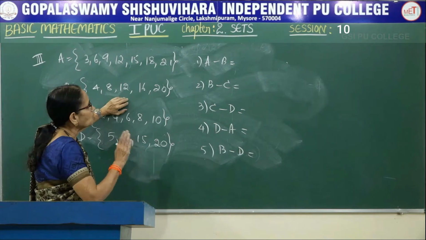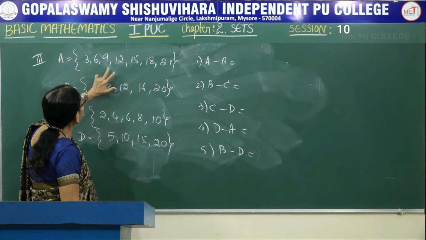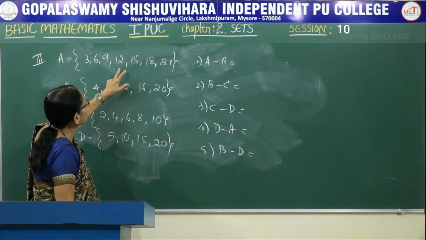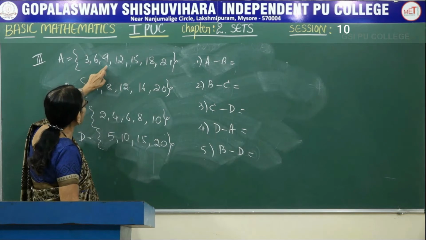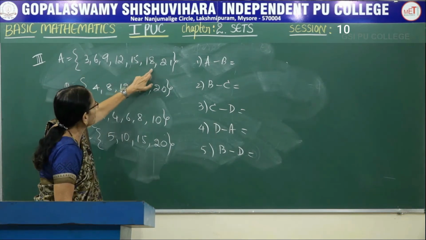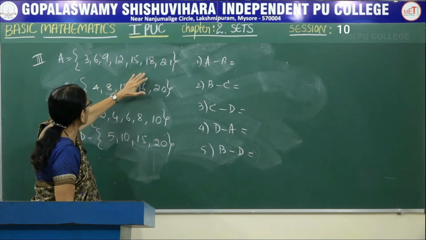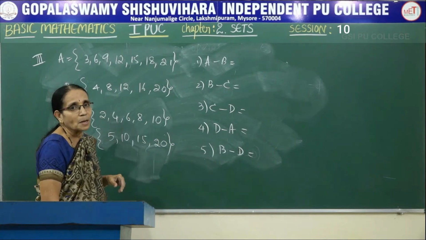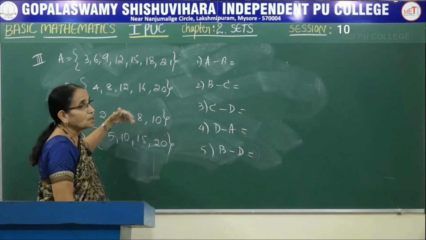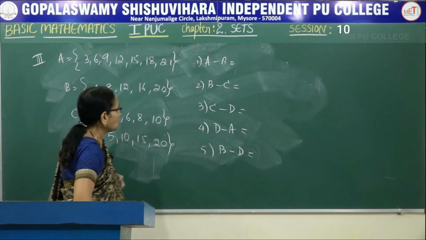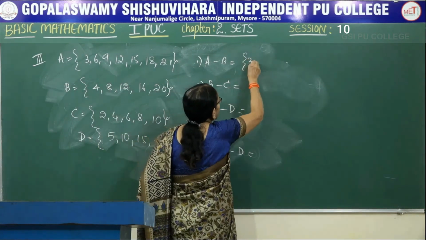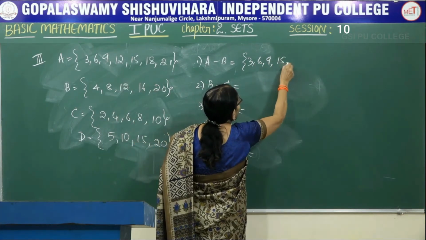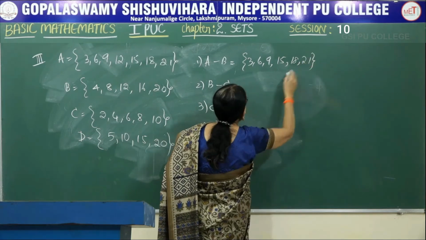So let me take the first and the second set. The elements which are present only in A. Here you observe, 12 is present here. That's the only common element, isn't it? 3, 6, 9, 15, 18, 21. These are the elements which are present only in A but not in B. 12 is the only common element. In other words, when you are finding the difference, you omit the intersection part of that one. So how do you write this one? Write it as 3, 6, 9. Don't write 12 there. It is 15, 18 and 21.